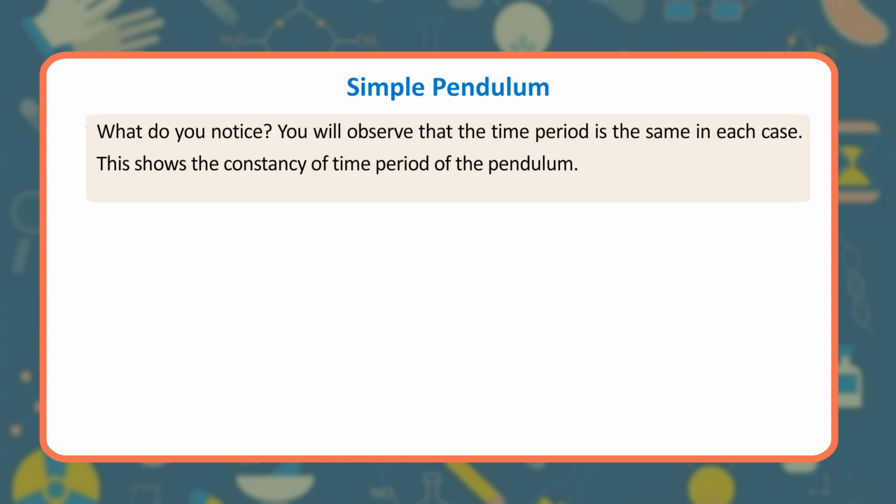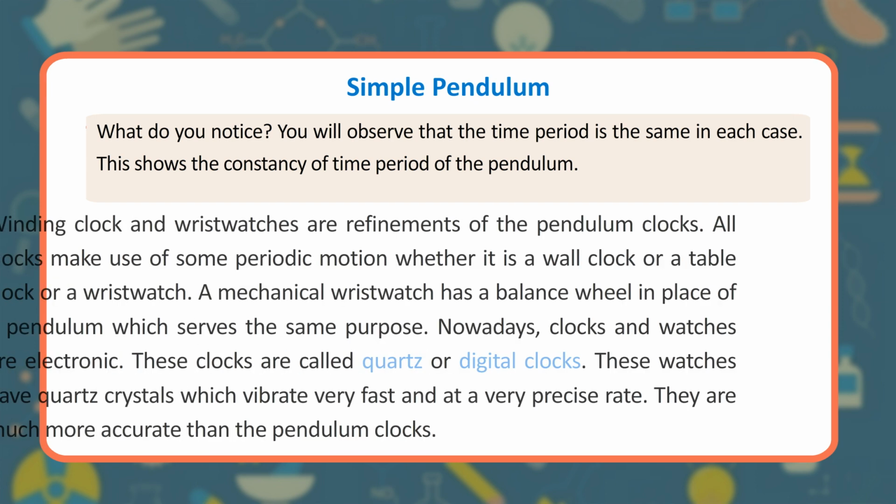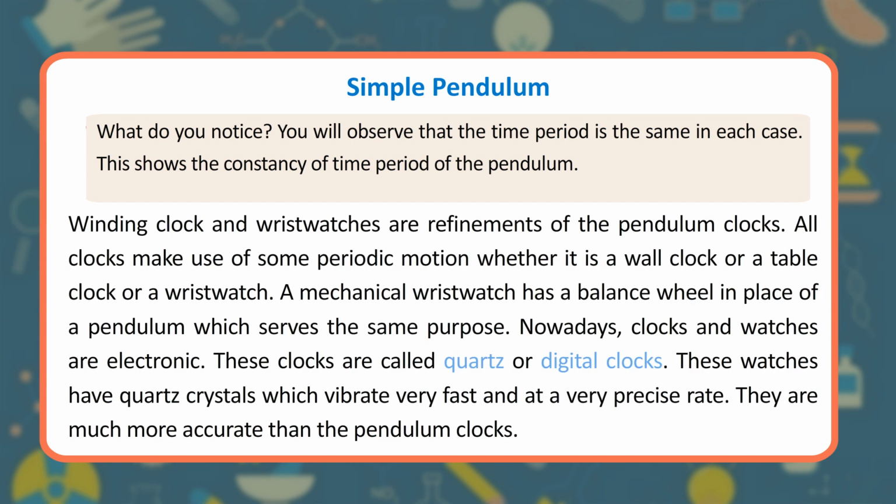What do you notice? You will observe that the time period is the same in each case. This shows the constancy of the time period of the pendulum. Winding clocks and wristwatches are refinements of the pendulum clocks. All clocks make use of some periodic motion, whether it is a wall clock or a table clock or a wristwatch. A mechanical wristwatch has a balance wheel in place of a pendulum which serves the same purpose.